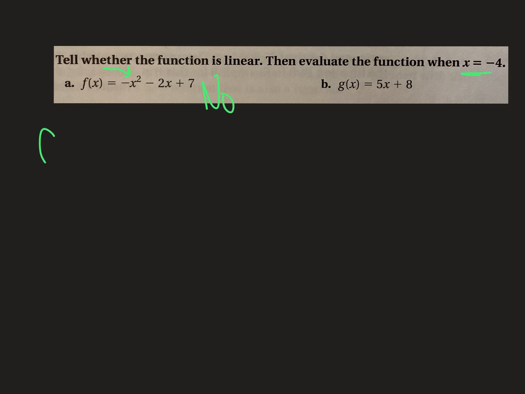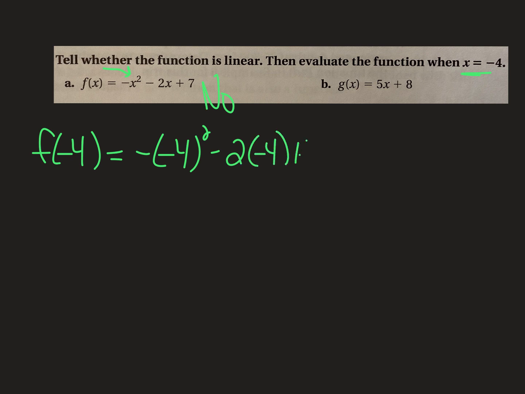It says -4. The way you write that is f of -4. Now I'm going to put a -4 in everywhere I see an x, just like this, and then I'm just going to work it out. If I square -4, I get 16, but there's a negative in the front, so the negative stays. -2 times -4 is 8, plus 7. I'm just going to add those up. That'd be -8 plus 7, that's -1.